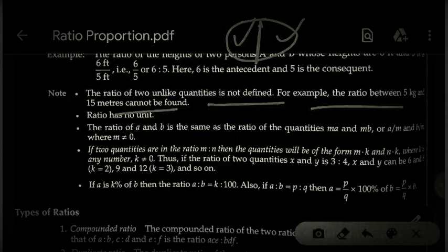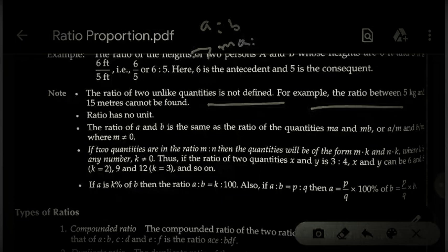The ratio of A and B is the same as the ratio of the quantities MA and MB, and A by M and B by M. So this is the property of ratio. You can say that if A is to B, this implies MA is to MB, where M is just a number that is multiplied with both A and B. You can easily say that M will be cancelled out. If you write it like MA divided by MB, then it will definitely cancel out, and you get A by B.